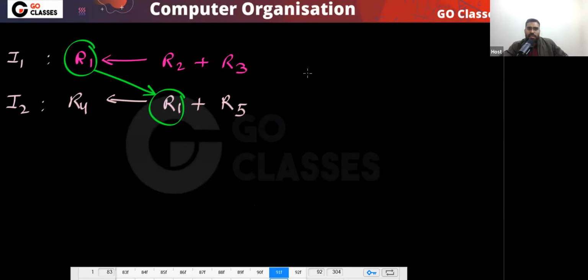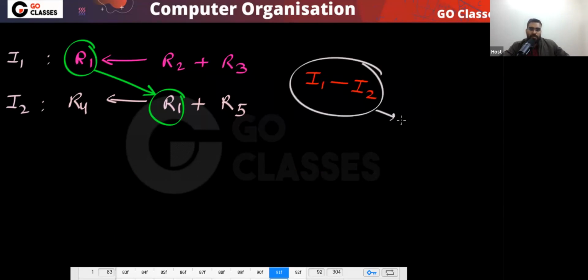This result R1, you are going to use in the instruction I2. So between I1 and I2, there is a data dependency. We have data dependency between I1 and I2 because I2 is reading R1, which is written by I1. So there is a data dependency between I1 and I2.